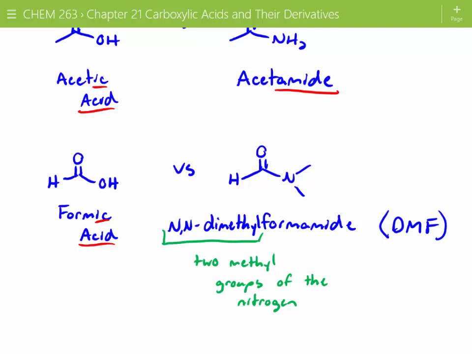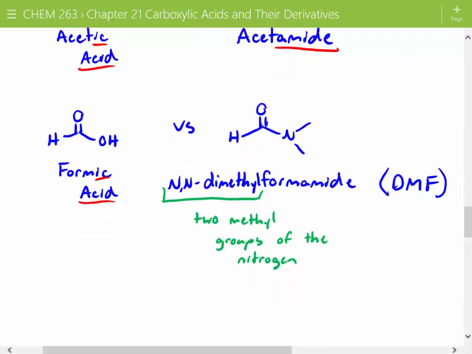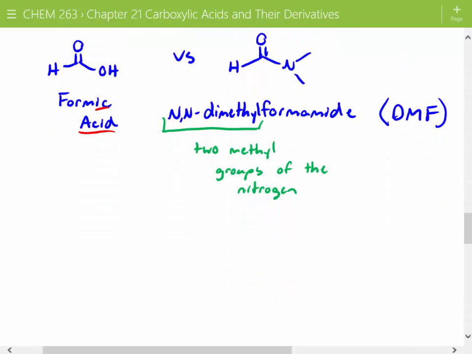If we had a longer chain, let's do another example where we can compare that. All right, so DMF is a common solvent in the lab, and it's the abbreviation for N,N-dimethylformamide. Let's do one more example to go back to the other point.